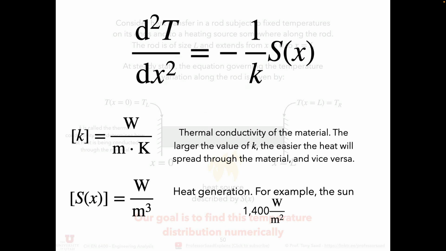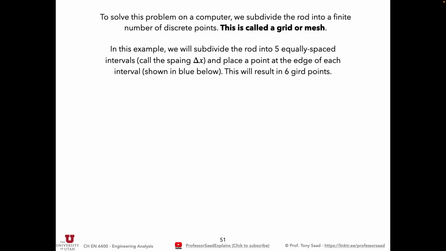So again, this k is called thermal conductivity. It has units of watts per meter Kelvin. And the source term is watts per unit volume, or energy per unit volume. So for example, from the sun on a standard day, you go out, you get about 1,400 watts per square meter from the sun. But in this case, it's volumetric in the case I gave you, not on a per unit area.